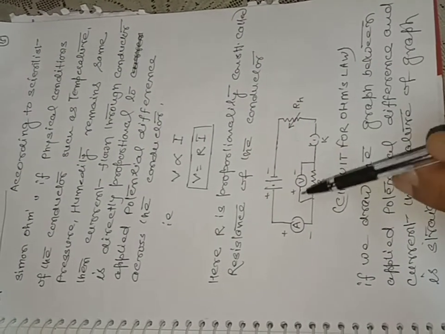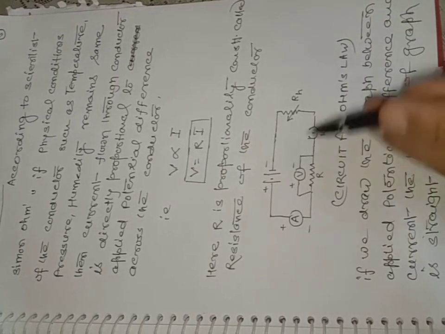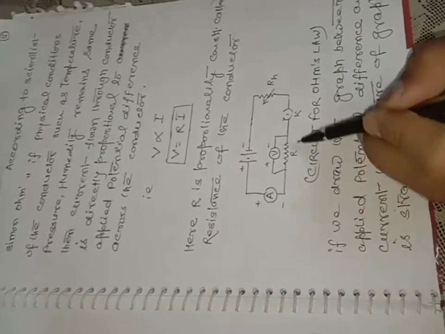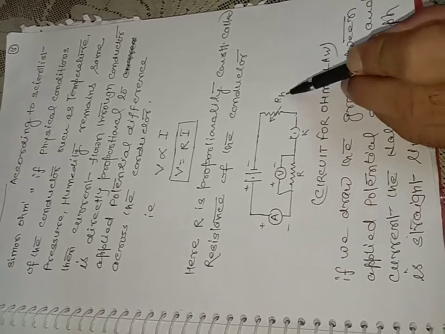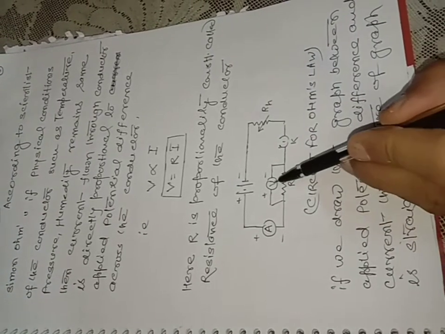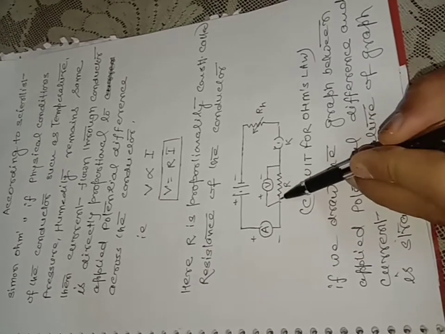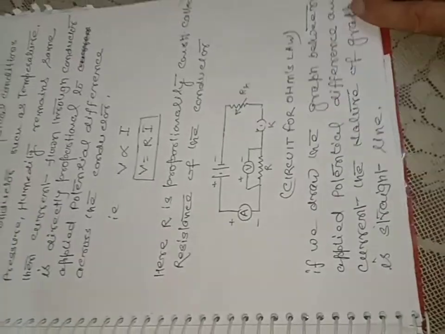Suppose here we have the circuit for the verification of Ohm's law. Here is a battery. Here is an ammeter connected in series with the battery. Here is a voltmeter connected in parallel, and the key and rheostat are all connected in series. The voltmeter, as you know, is always connected in parallel. To make it parallel, we connect a resistance parallel to the voltmeter. So this is the circuit for the verification of Ohm's law.